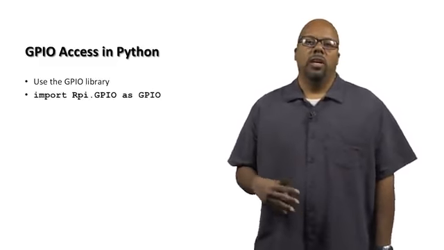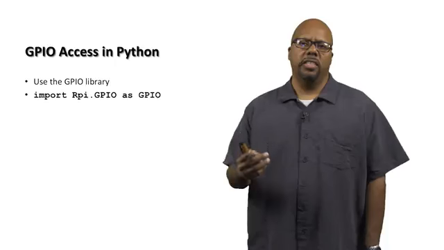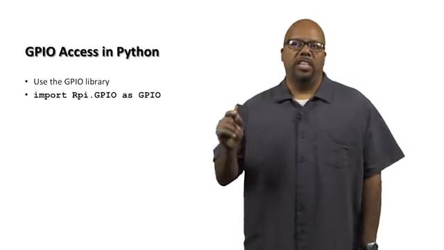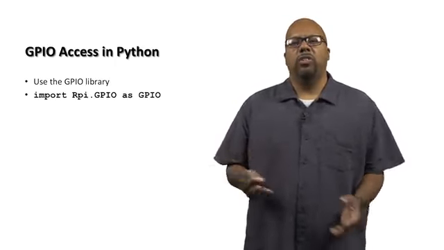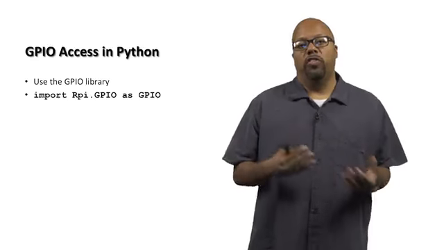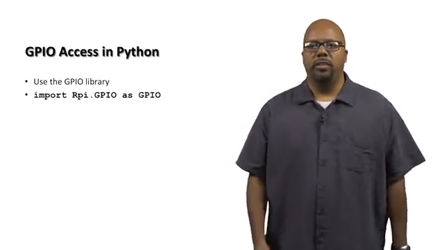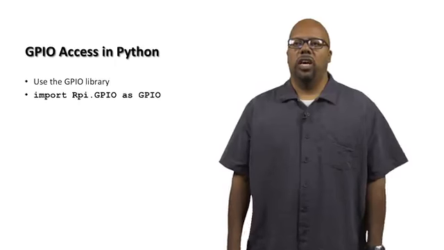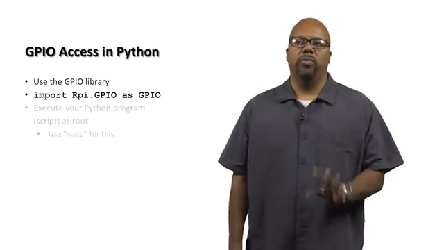So import rpi.gpio as GPIO. What this does is it imports this library called rpi.gpio, and by saying as GPIO, it gives it that name GPIO, a shorter name, so that when you refer to it later in your code, you can just say GPIO instead of saying rpi.gpio. So that's just a shorthand. So first, you import that. That'll be your first line of code.